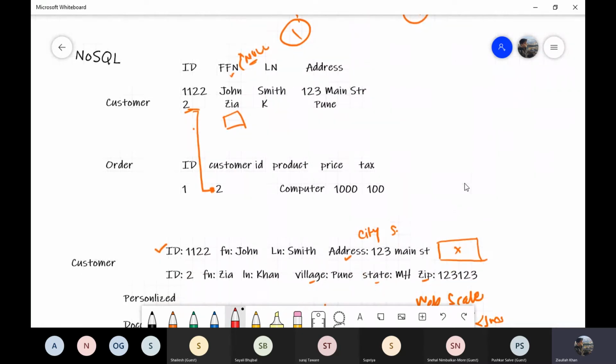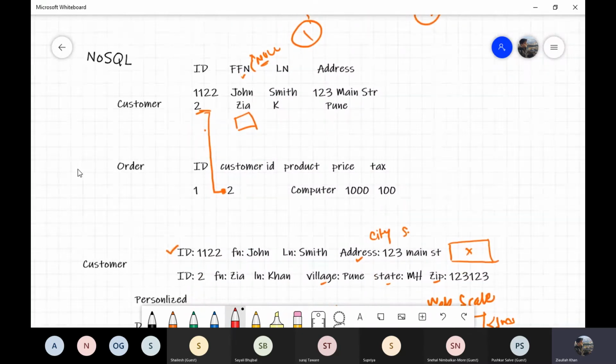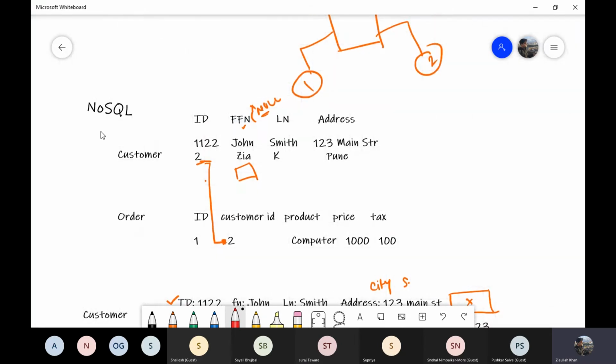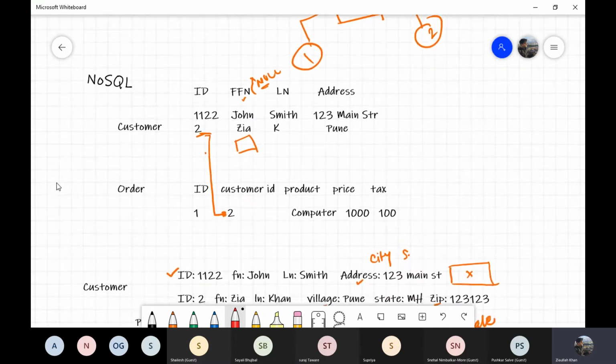Then yesterday we started with NoSQL. Now, NoSQL is probably not the correct name. Its name should actually be no relations or no rel database. Everything that we discussed above is about relational databases. So two entities are definitely going to have a relationship.